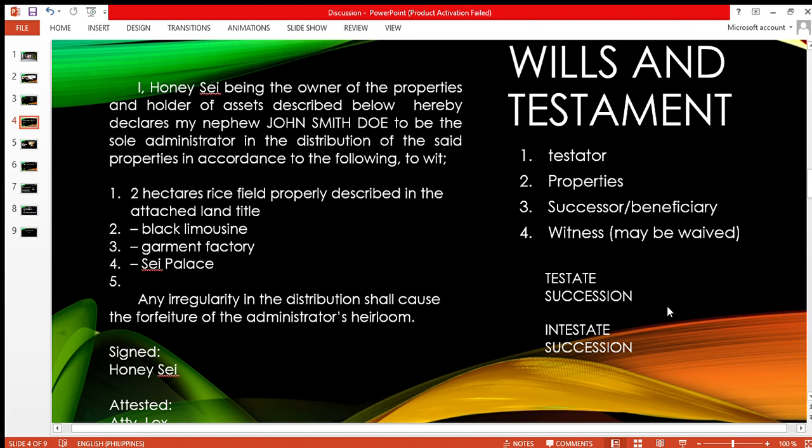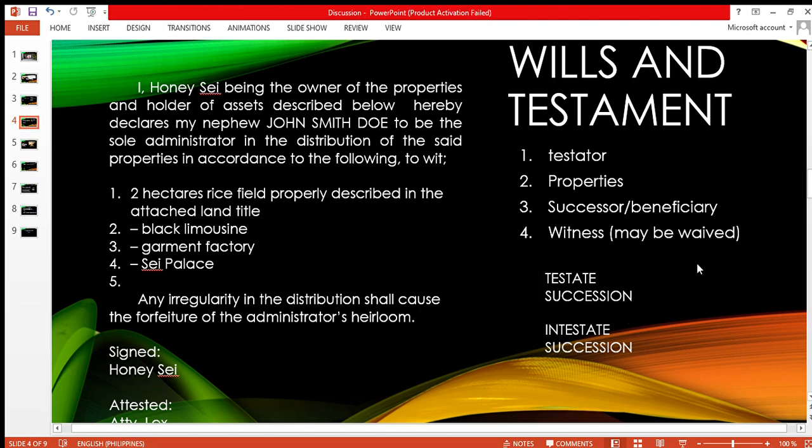Okay. There are two ways of succession. Paano ba ang isang tao ay magmamana? May dalawang paraan yan. Paraan na ginagawa ng korte, sa pamamagitan ng korte, that is what we call intestate succession, or the testate succession, sa pamamagitan ng wills and testament. Magmamana ka by way of the enforcement of the rules of law in intestate succession, or magmamana ka by way of the wills or the terms and conditions given in a will and testament, and that is testate succession.